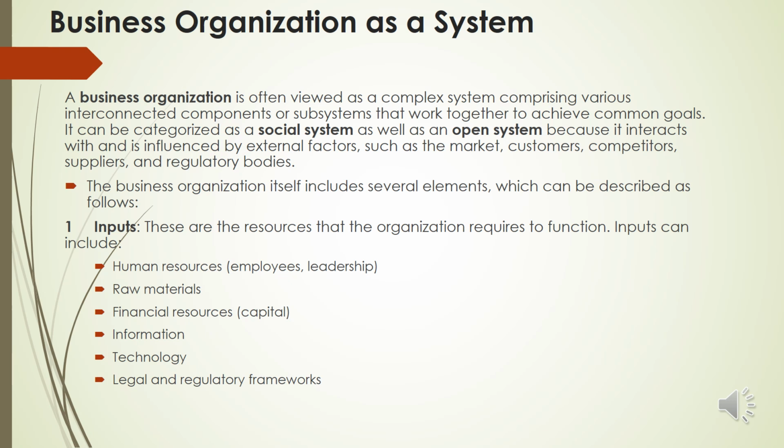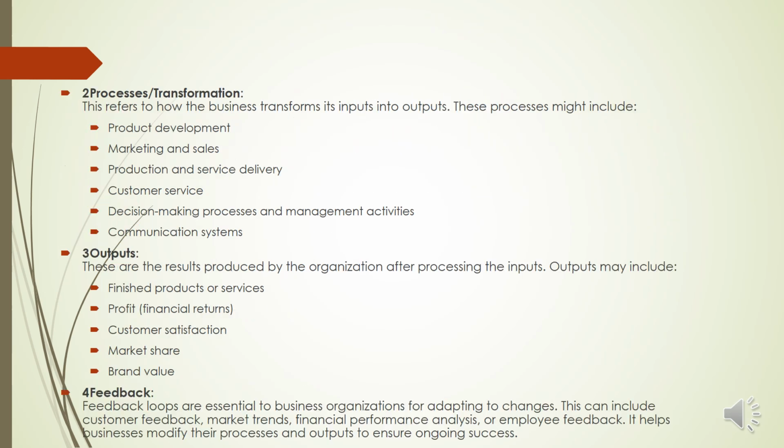These are the inputs that you put in when, for example, you are dealing with a business organization as a system. We have the second element, which is the process and transformation. Process refers to how a business transforms its input into output. These processes might include product development, marketing and sales, production of services and deliveries.